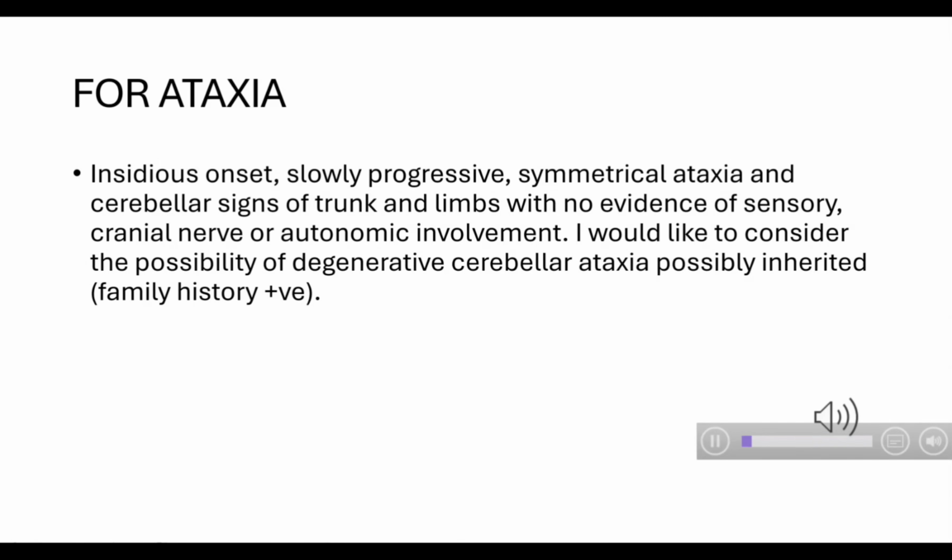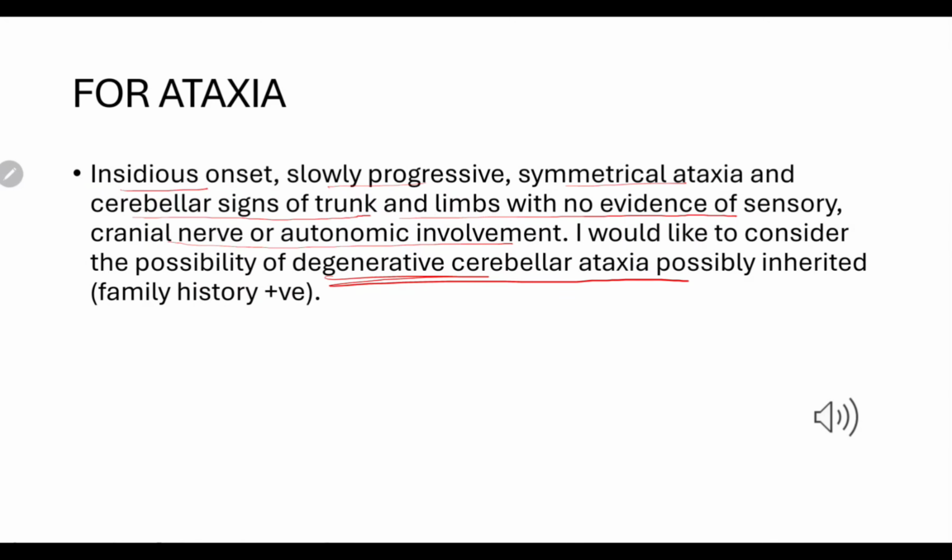For a case of ataxia, insidious onset, slowly progressive, symmetrical ataxia, and cerebellar signs of trunk and limbs with no evidence of sensory, cranial nerve or autonomic involvement. I would like to consider the possibility of degenerative cerebellar ataxia, possibly inherited, family history positive.